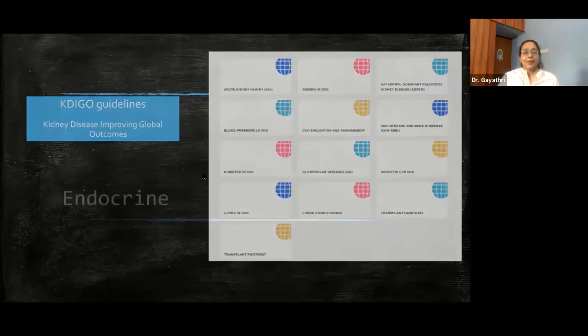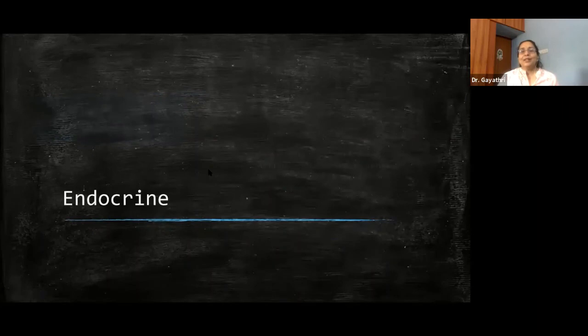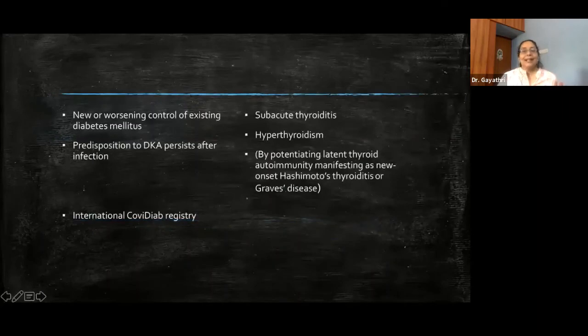Now, coming to the endocrine, everybody knows that COVID is going to worsen diabetes, or maybe patients who were not diabetic now start showing very high sugar values. And there is definitely increased predisposition to diabetic ketoacidosis, and it persists even after infection. And more information about this can be obtained in the COVID registry.